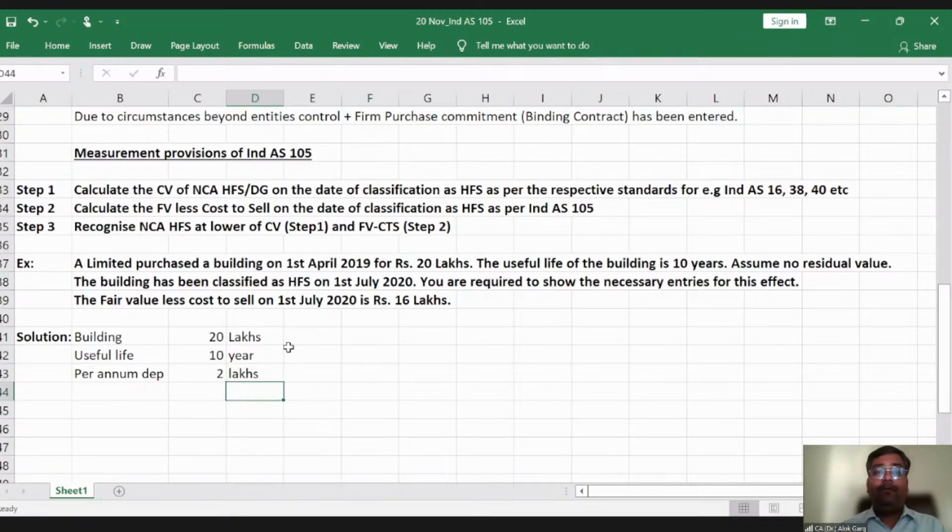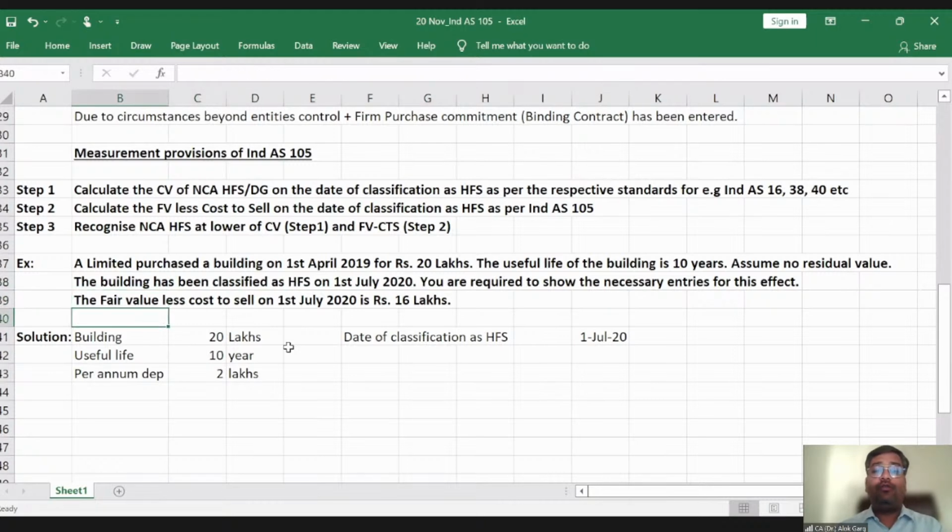Right. The building has been classified as held for sale on 1st July 2020. So what is the date of classification as HFS? Date of classification as HFS is 1st July 2020. You are required to show the necessary entries for this effect.